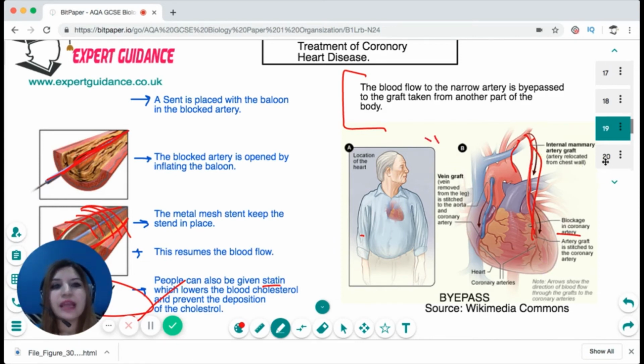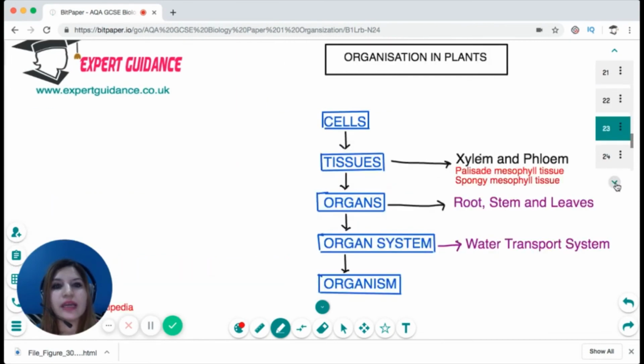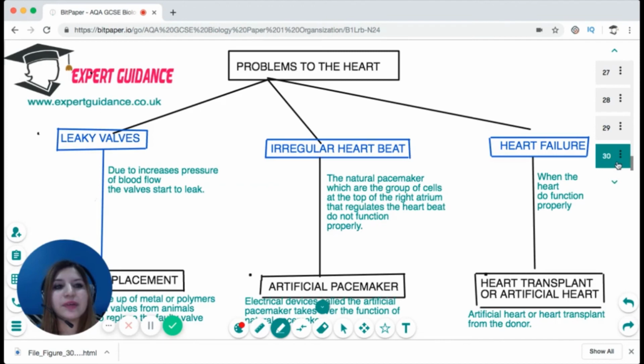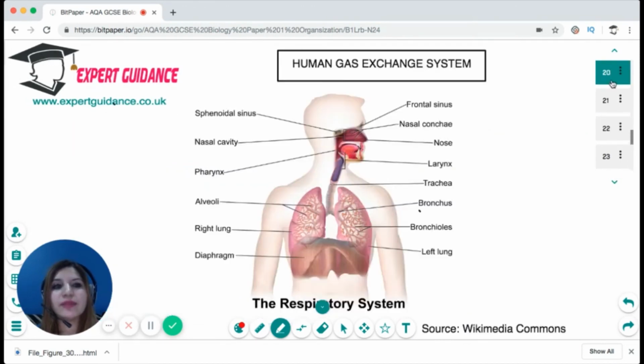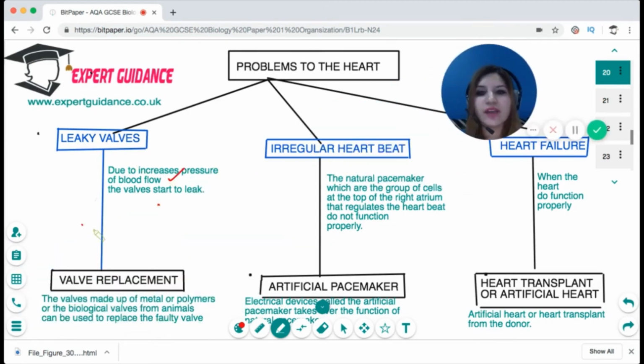Now there are other problems as well, apart from this, that can be associated with the heart. These problems are like leaky valves. A person can have leaky valves. Maybe over time the blood flows at a very high pressure, so the person can develop leaky valves. So due to increased pressure of blood flow, the valve starts to leak. For that, we have valve replacement, where valves made of metals or polymers are placed, or biological valves from animals can be used.